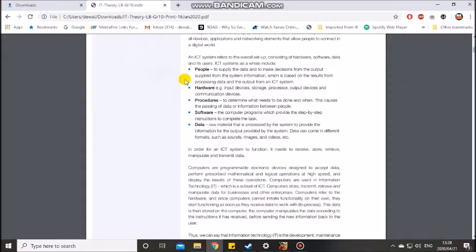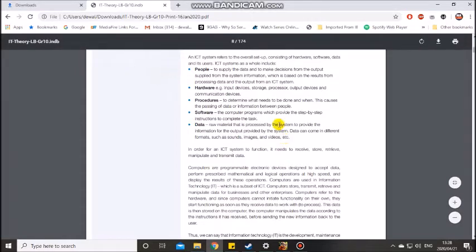The procedures actually determine what needs to be done and when and how. So that is basically when the data is passed between people or devices. Software is the computer programs which provide the step-by-step instructions to complete a task that the user wants to do, and then obviously data, which is raw material that is processed by the system to provide information.